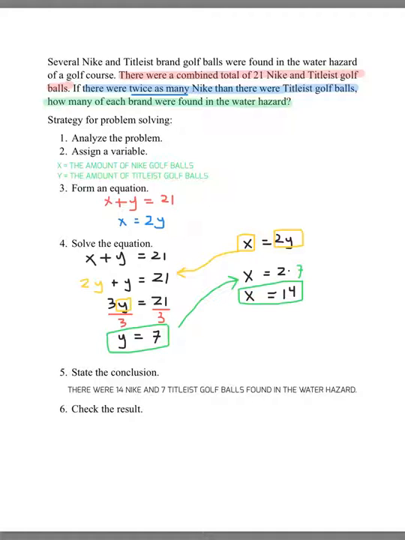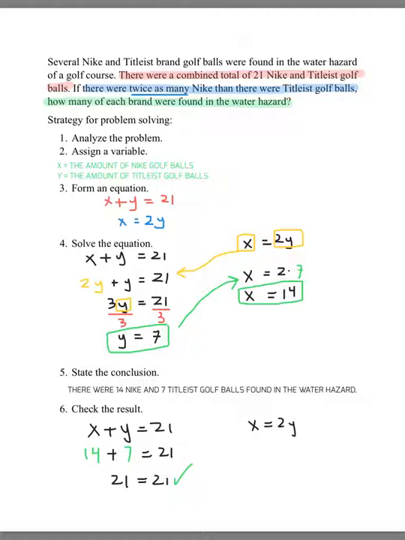So now let's go ahead and check the result. So again, we always start off with the original equations found in step 3. So X plus Y is equal to 21, and we have X is equal to 2Y. So in the first equation, we're going to have 14 plus Y is equal to 21, and indeed 14 plus 7 is 21. So we have 21 is equal to 21, and that verifies our first equation.